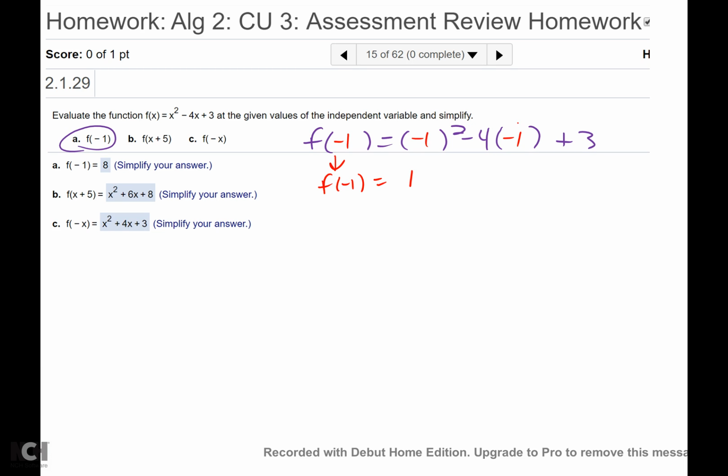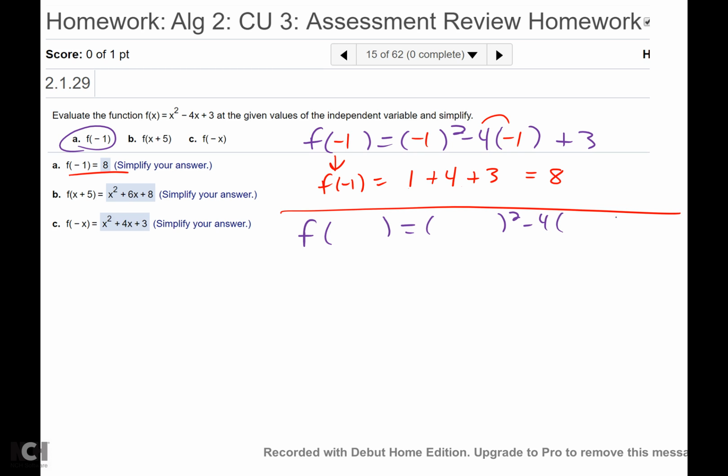Negative 1 squared is positive 1. Negative 4 times negative 1 is positive 4, plus 3. 1 plus 4 is 5, plus 3 is 8. Okay, there's A. For B, again, my function f of x equals x squared minus 4 times x plus 3.